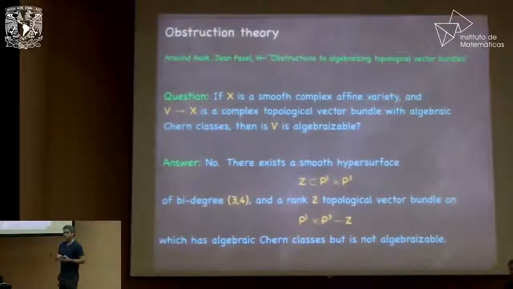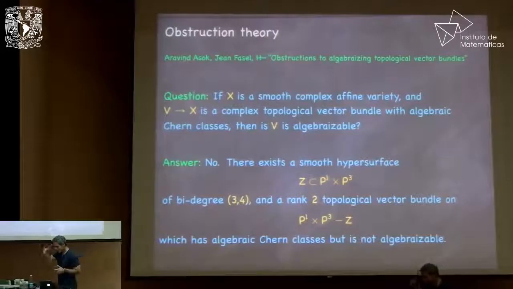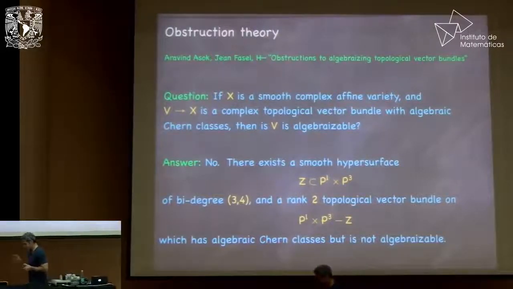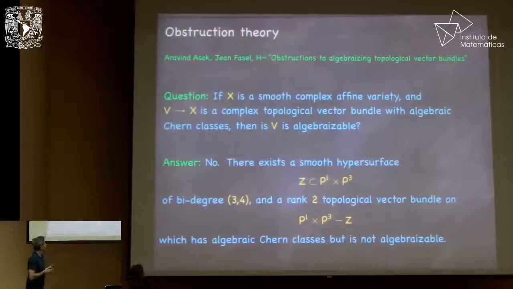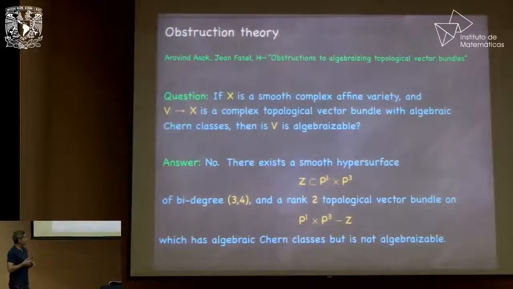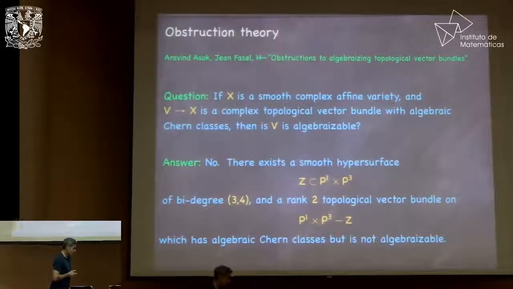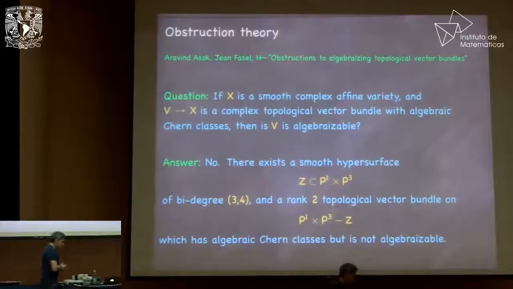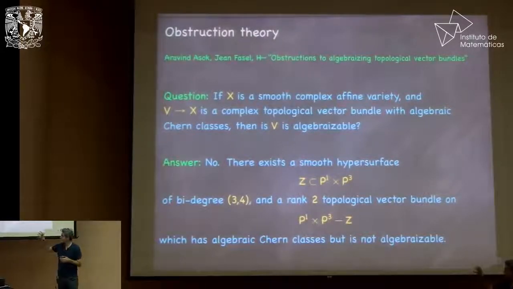So you can use Steenrod operations, relating things like Milnor-Witt K groups and stuff like that. You can use that apparatus to show that there's a smooth hypersurface of bidegree (3,4) with a rank 2 topological vector bundle on the complement. That complement is an affine variety that has algebraic Chern classes, but it's not algebraizable.